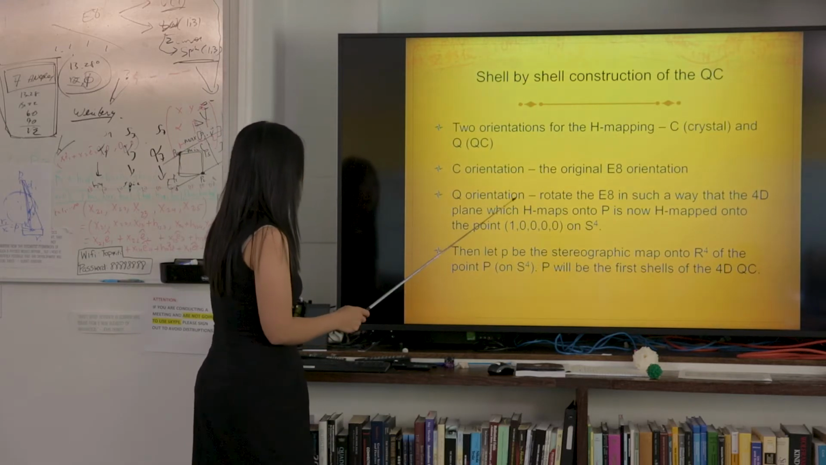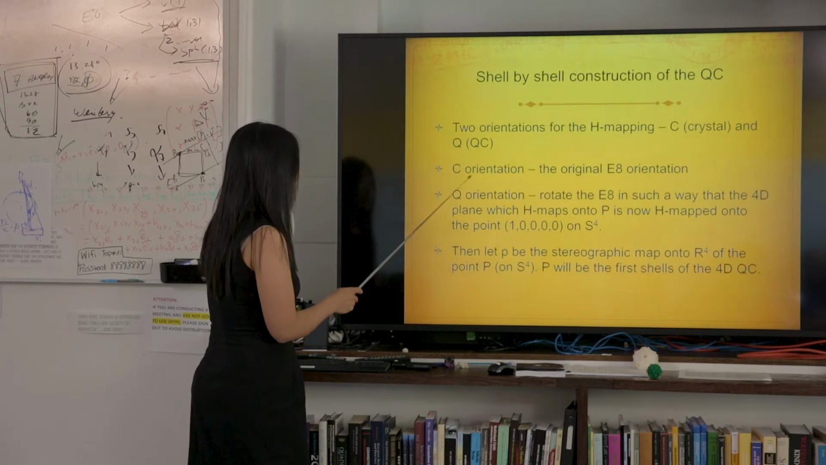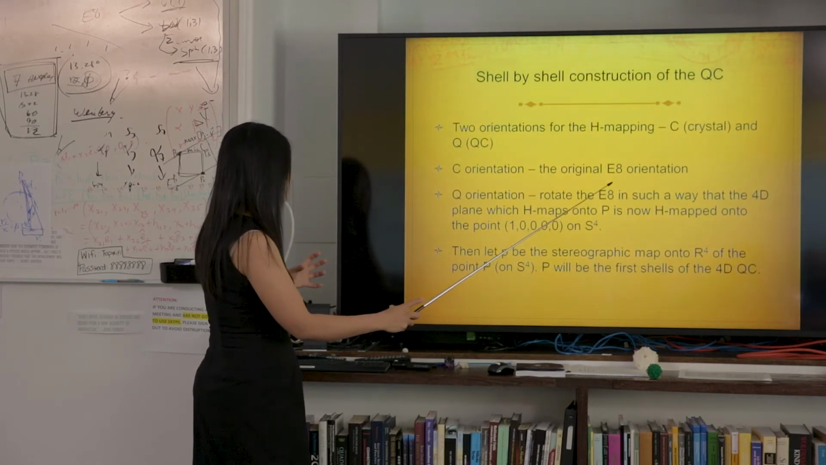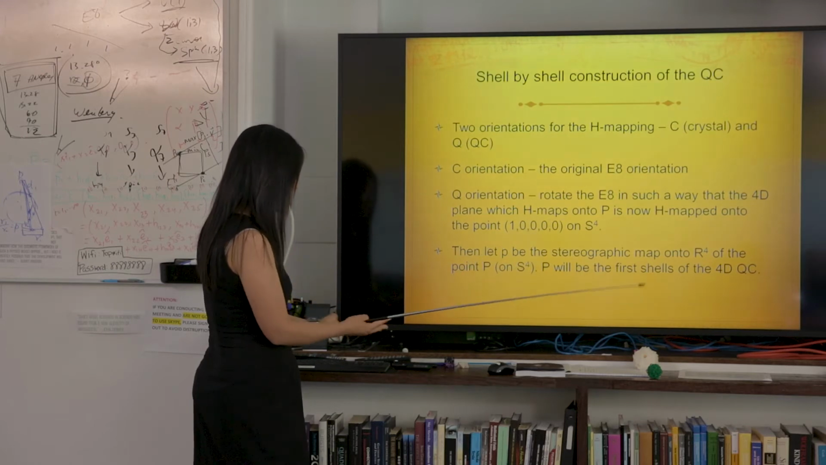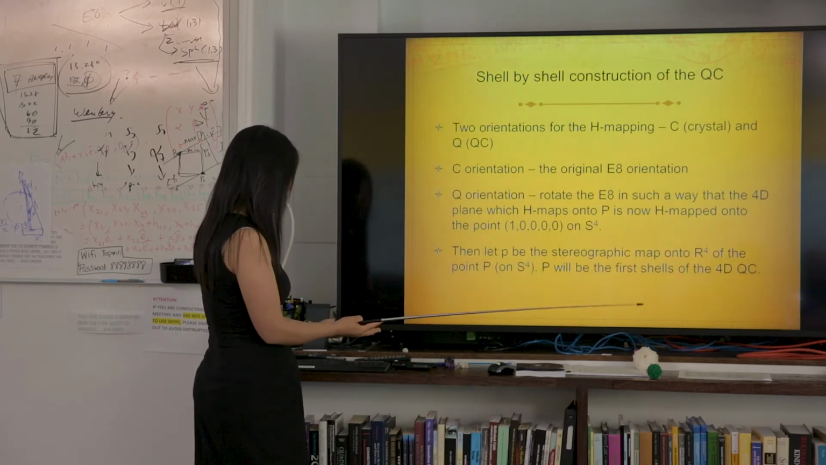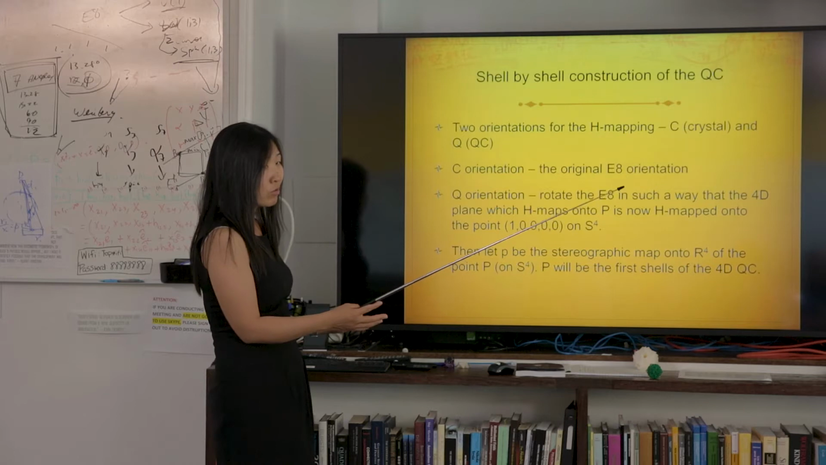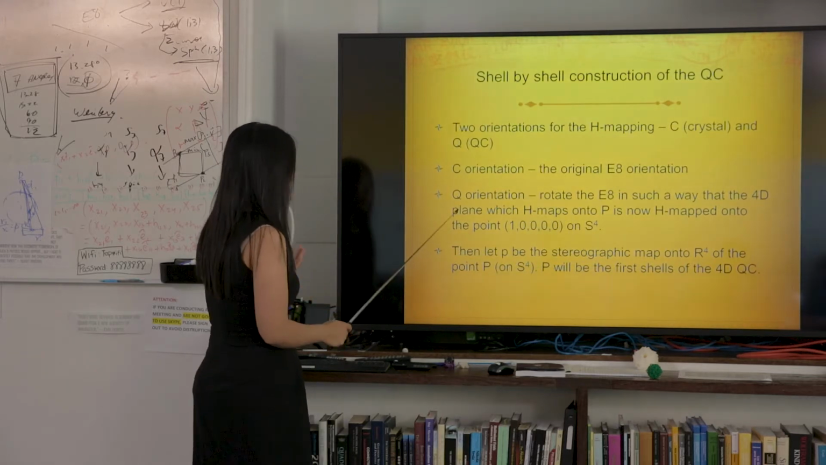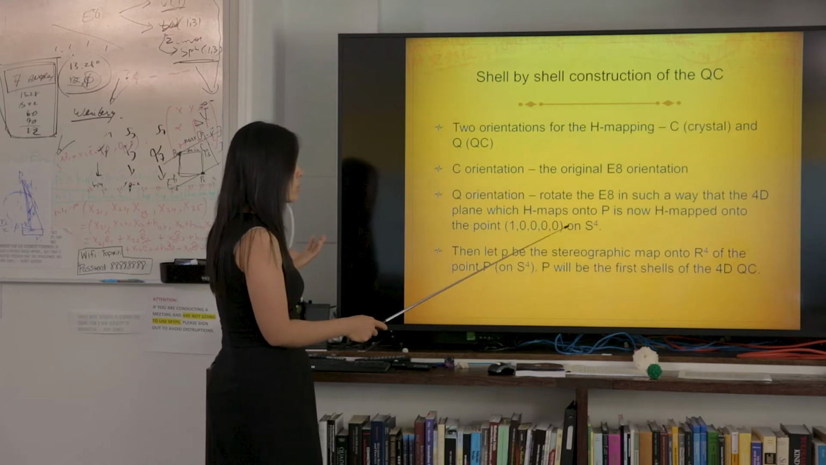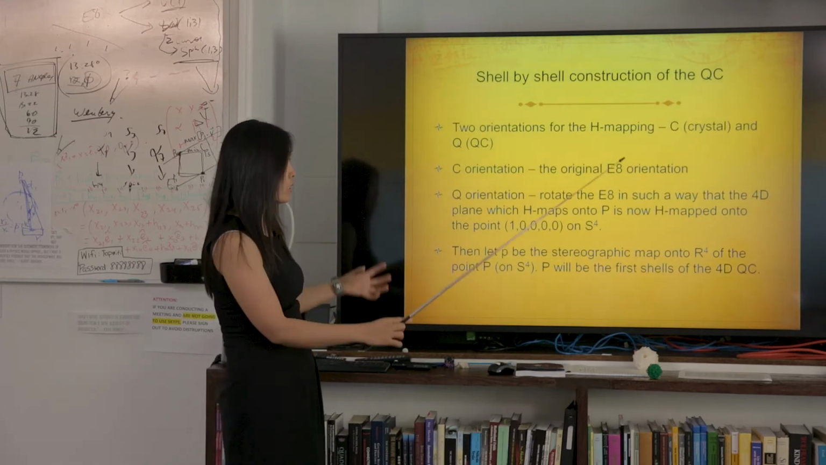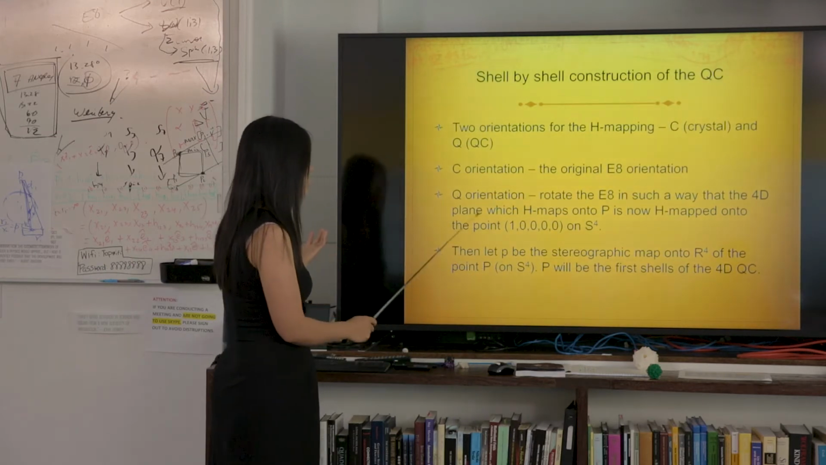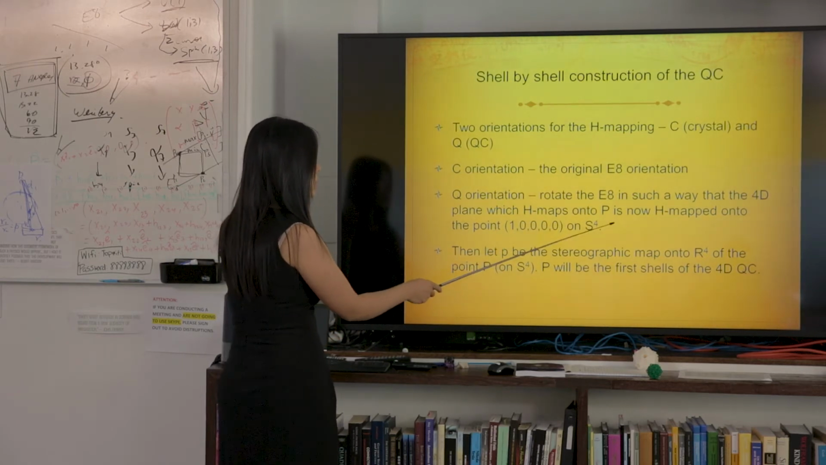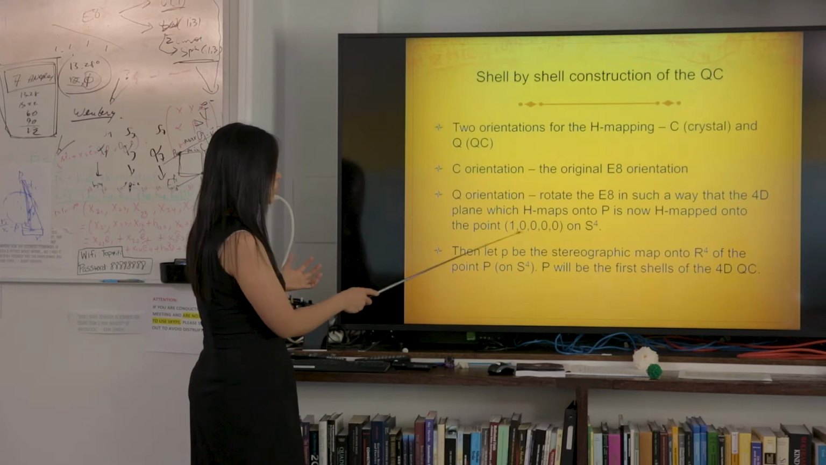The crystal orientation is like, you have the E8 lattice, you don't rotate it, and then you have the 4D space made by E1, E2, E3, E4. You project it to this 4D space, and of course that's a crystal. But if you want to project it to the quasicrystal orientation, you rotate the E8 lattice in such a way that the four-dimensional plane, which the Hopf map maps onto P, is now mapped onto this point.